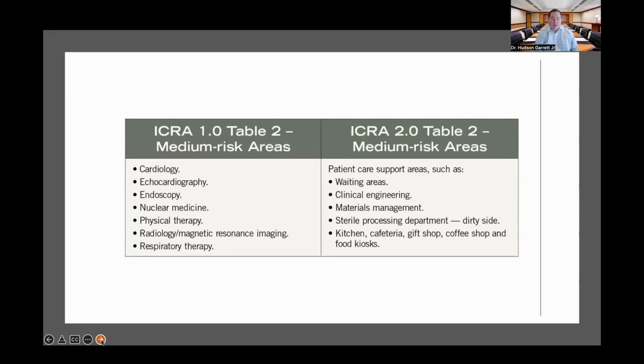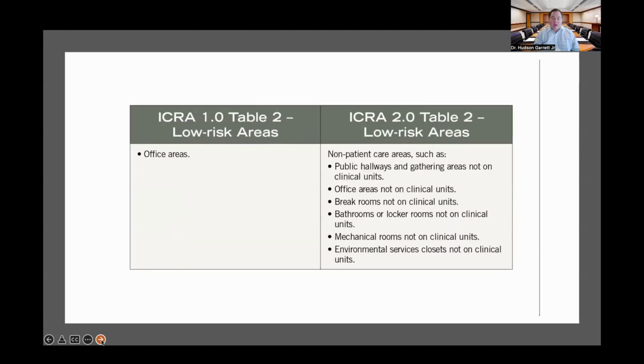So what about medium risk? This has changed a little bit because, on the left, we had specific diagnostic and therapeutic services like cardiology and endoscopy that were listed as medium risk. Those have now changed. Our medium risk areas are now going to be things like waiting rooms, your clinical engineering, your non-clinical departments, with the exception of sterile processing. So the dirty side of sterile processing is still considered medium risk. And keep in mind your other public areas like your kitchen, cafeterias, gift shops, places like that where visitors might be involved are going to be in that medium risk category.